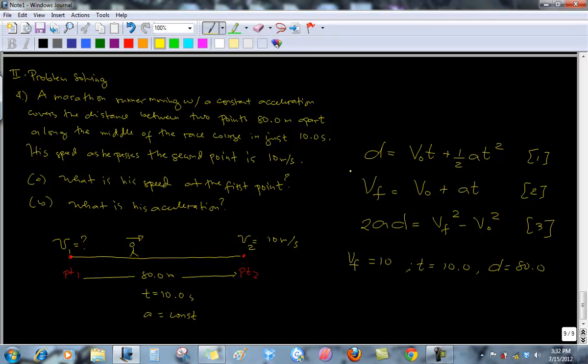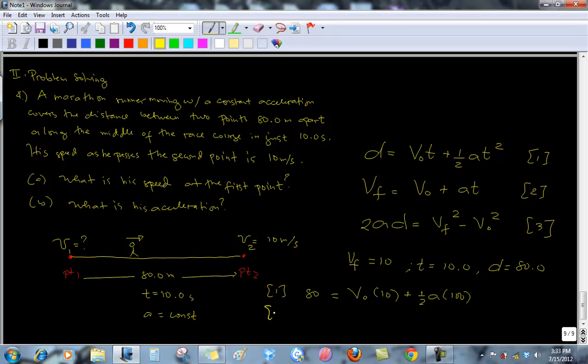So, let us use that. Using equation 1, we have 80 equal to V0. Wala na kabalo sa V0. Ang time, kabalo sa time, 10 seconds. So, V0 times 10 plus 1/2 A. Wala na kabalo sa A. About time 10 squared is 100. Okay? That's equation 1.